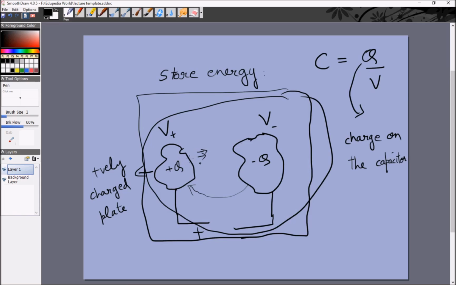The total charge on this plate plus the charge on this plate is 0. So the total charge enclosed in this volume is 0. But the charge on the capacitor does not mean that. It means the charge on the positive plate or the magnitude of the charge on the negative plate.